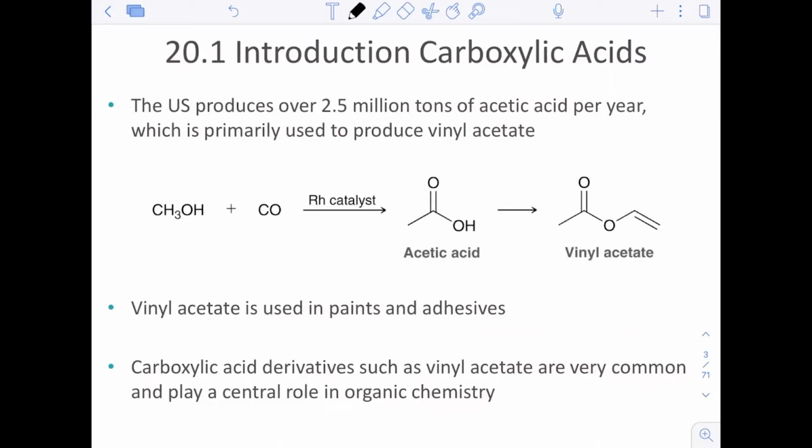Vinyl acetate is an ester, and that is what we are going to call one of our carboxylic acid derivatives, right? The carboxylic acid itself has the OH group. If this group is slightly different, but is still classified as a leaving group carbonyl, it is called a derivative of carboxylic acid.